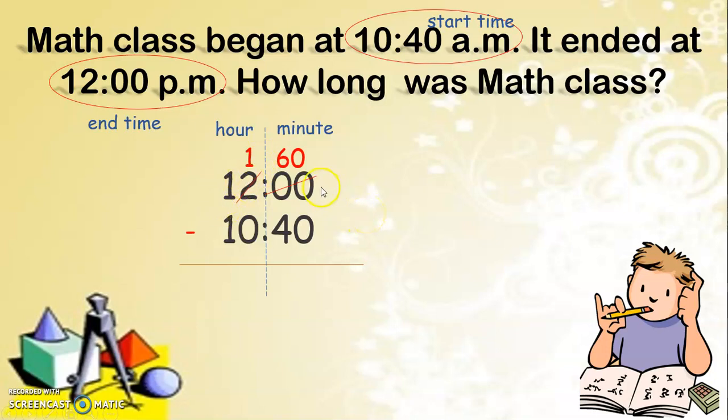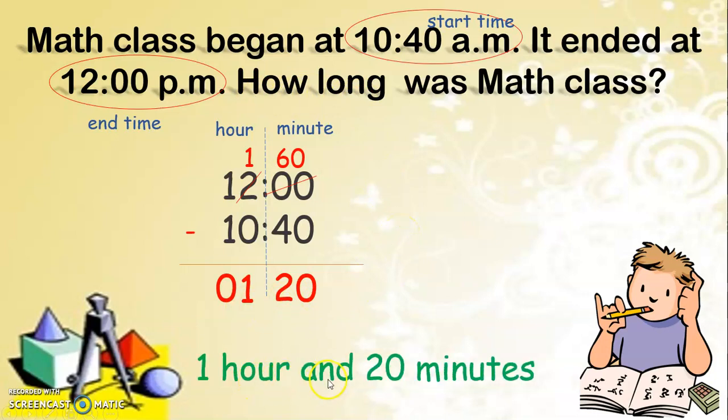Now we can subtract it. 0 minus 0 is equal to 0. And 6 minus 4 is equal to 2. 1 minus 0 is equal to 1. And 1 minus 1 is equal to 0. So we have 1 hour and 20 minutes because they are asking how long, not what time. So we need to say the answer as 1 hour and 20 minutes. So the class is about 1 hour and 20 minutes.